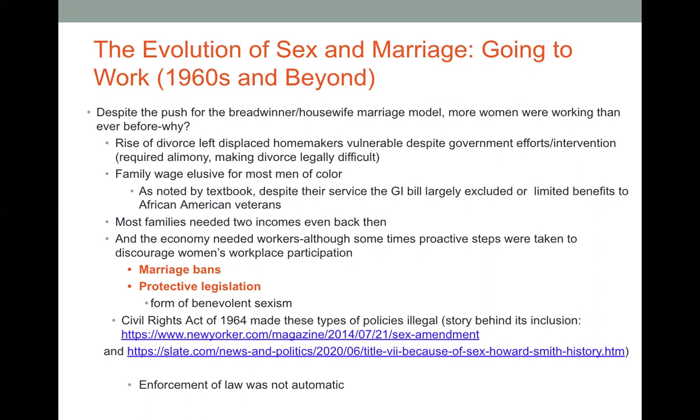Obviously, there are issues regarding race during the 1950s. The family wage was elusive for most men of color, a lot of that relating to lack of opportunities in the education as well as job spheres, and discrimination in the labor market. As noted by the textbook, despite their service, the GI Bill and the VA housing loans largely either excluded or limited the benefits to African-American veterans in particular. And so those families, racial minority families, but also some working class, working poor, white, particularly white immigrant families, needed two incomes even back then.